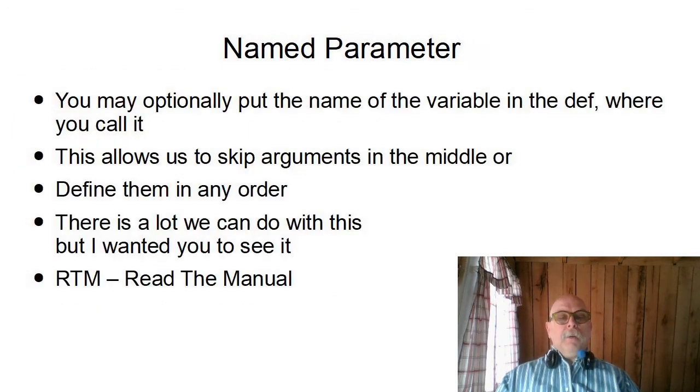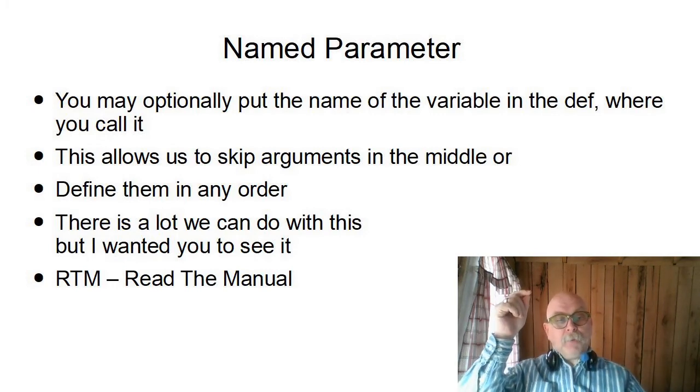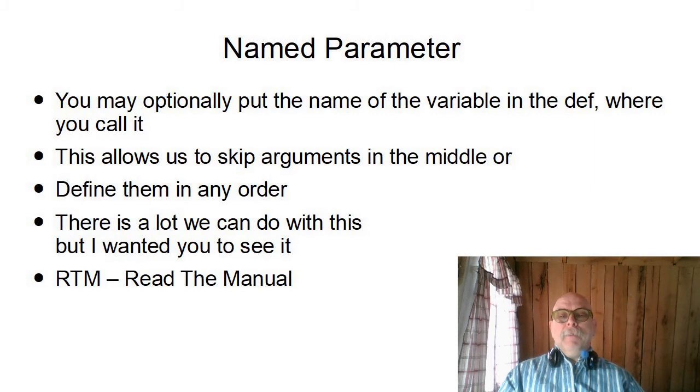The other thing I wanted to quickly introduce in this video is the idea of a named parameter. You can optionally put the name of the variable in the def, where the name of the variable up in the definition where you define it, back where you call it. And this allows us to skip arguments or define them in any order. There's a lot we can do with this, and the brief example I'm going to show is just barely a tiny bit of what is possible to do with this technique. It can get a little confusing, but I just want to show you a simple one.